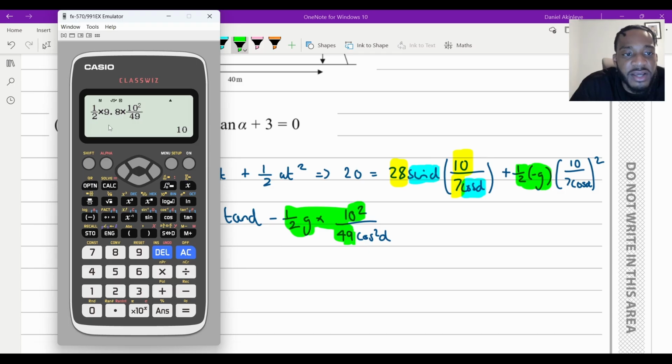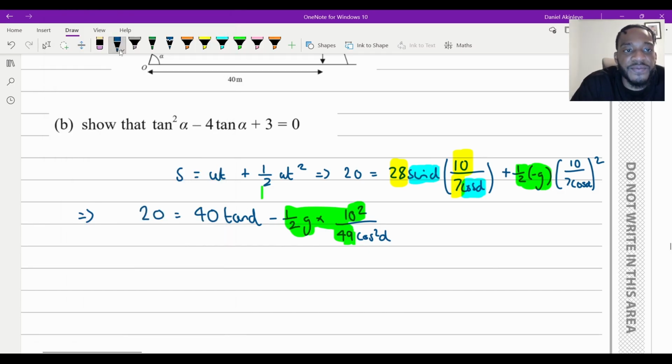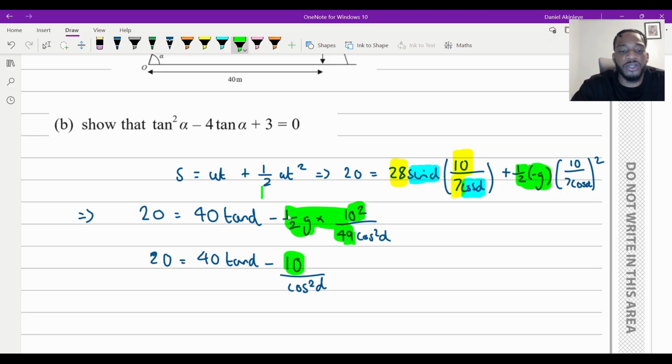This is equal to 10, right? So 1/2, yeah, that's perfect. So that's 10. So when I do that there, I'm going to have 20 is equal to 40 tan alpha. And then this is minus 10, right? And then this is going to be over cos squared alpha, isn't it? So we're here so far. So I'll just highlight this to be clear that this in green are the same thing. All right. So we're here so far.